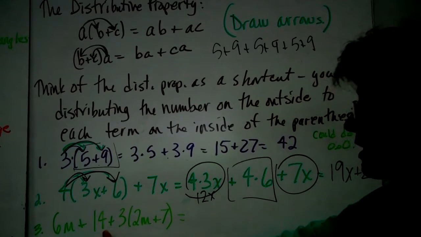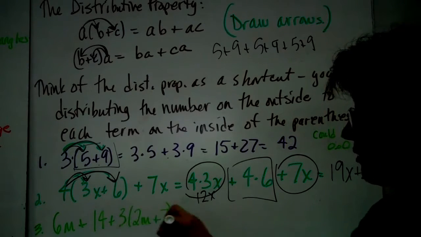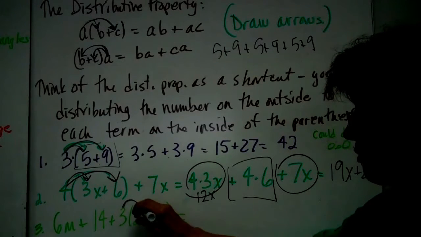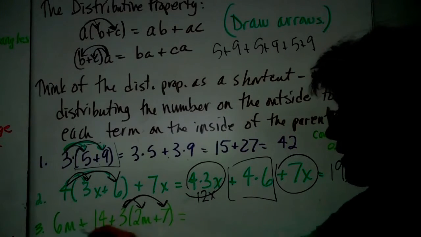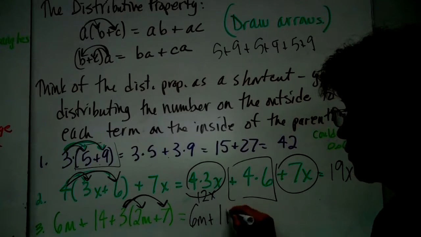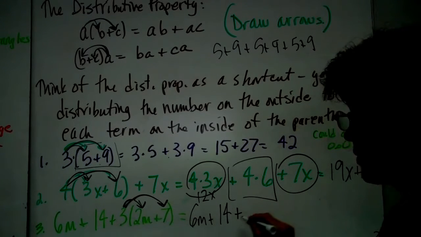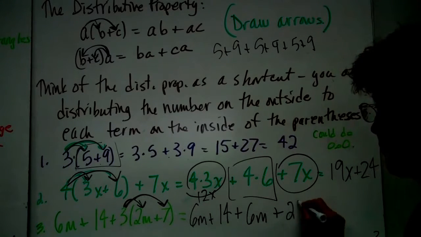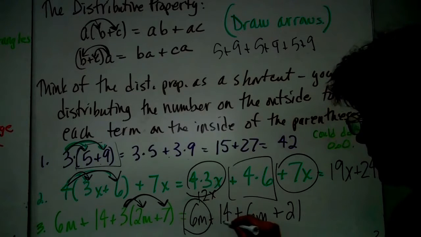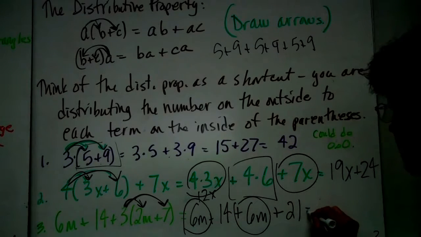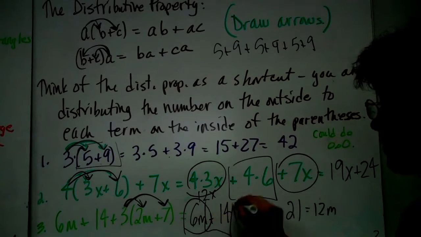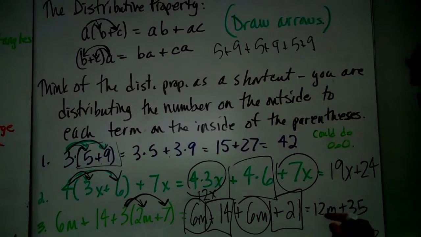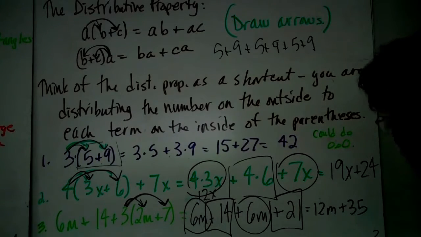You got 6m plus 14 plus all that. So again, I can't do order of operations because I can't add those two together because they're not like terms, right? So I got to use my arrows. Okay, I'm going to go ahead and copy down my 6m plus the 14 plus 3 times 2 is 6m plus, I write down my plus sign, 3 times 7 is 21. Then I combine my like terms, 6m plus 6m is 12m, and then I box out the plus 14 plus 21, and that's plus 35. So that'd be your answer, your simplification for that.